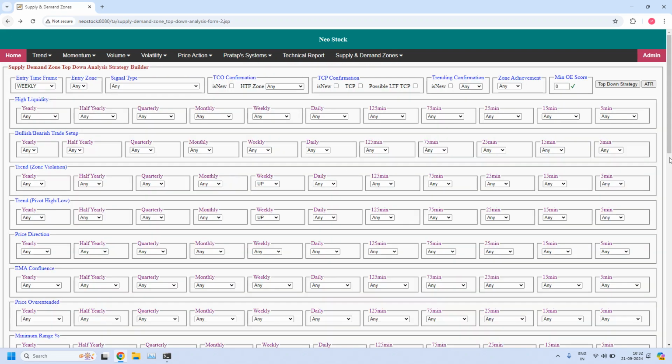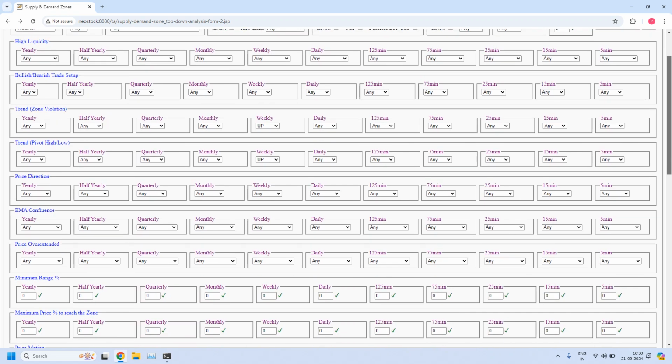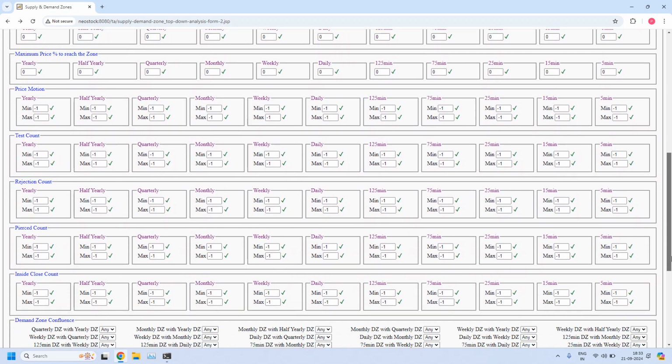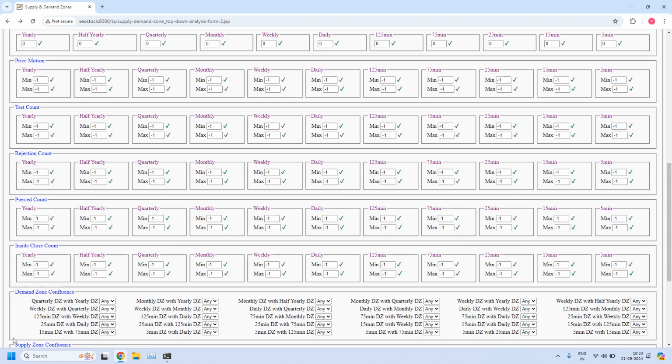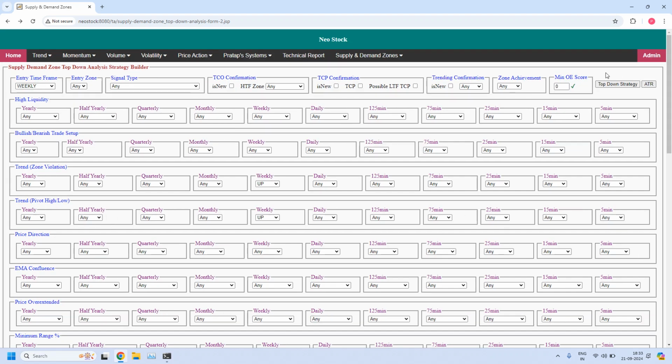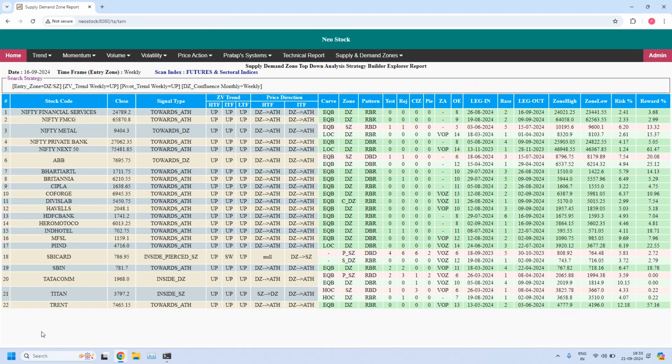From these 81, how many are having an ITF confluence? That means weekly zones part of the monthly zone. So in the demand zone confluence, I am checking weekly demand zone having monthly demand zone confluence. This is the filter. I am enabling this filter. From 81, how many will come down? Now the list is reduced to 22. All these weekly zones are part of the monthly zone. That means they are having monthly confluence.